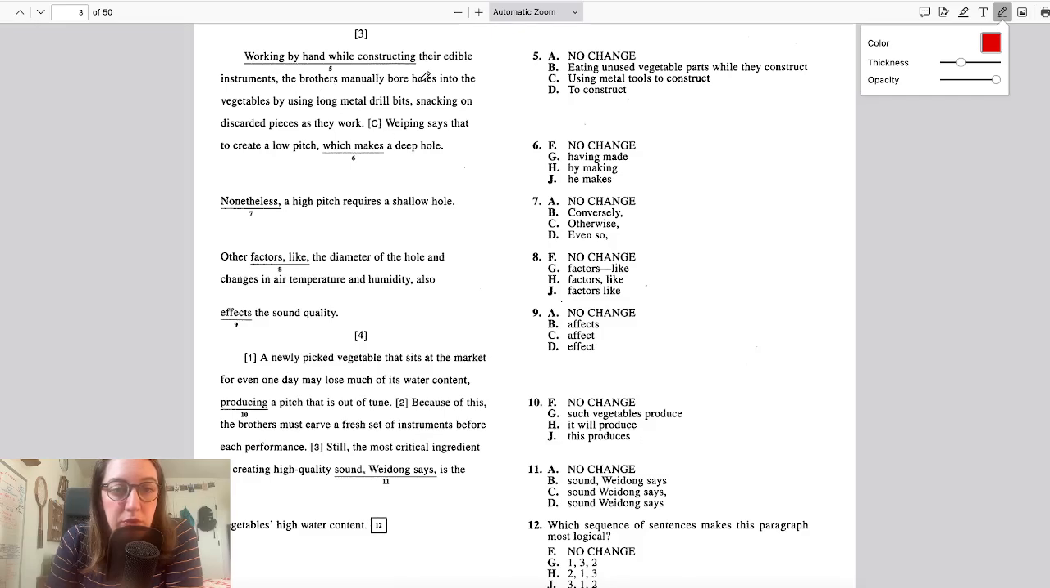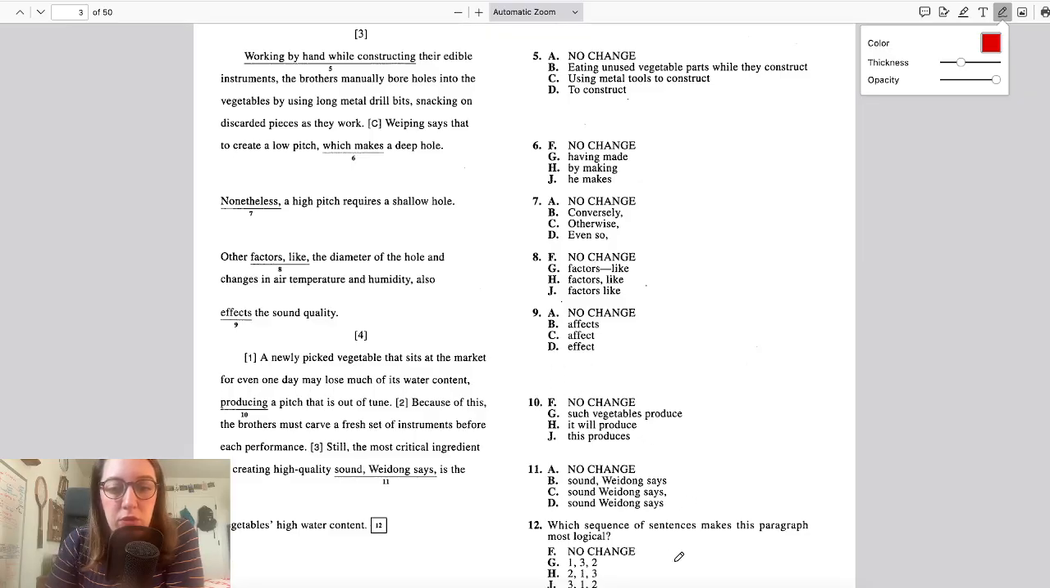Working by hand while constructing their edible instruments. So this doesn't quite make sense because it has "while" in here. There's a lot of redundancy. So, working by hand while constructing. Constructing is what they're doing. Working by hand means the same thing. So in tests like this, we would really want to just choose one or have a more concise answer.